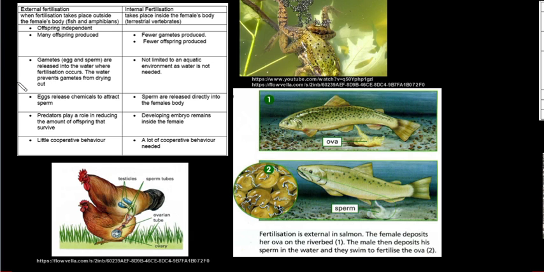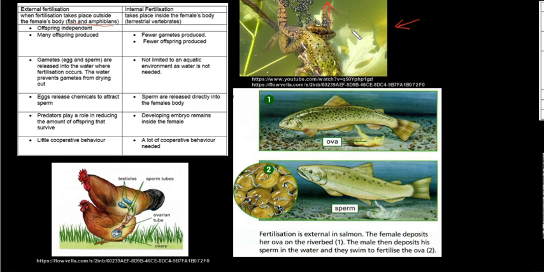So external and internal fertilization. External fertilization is when fertilization takes place outside the female's body, and this is generally found in fish and in amphibians. So if we look at this diagram on the right hand side, yes, the male is clasping the female, but there is no penetration or copulation that occurs. The female releases her eggs, and as she does that, the male releases his sperm cells above the eggs in order for them to then be fertilized.